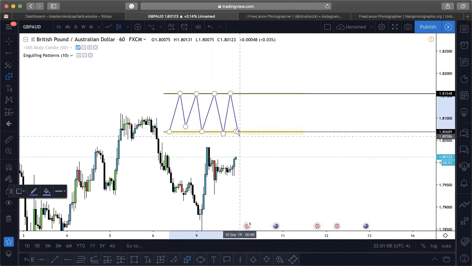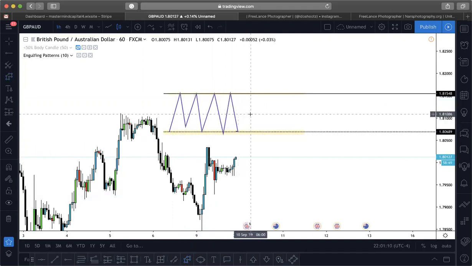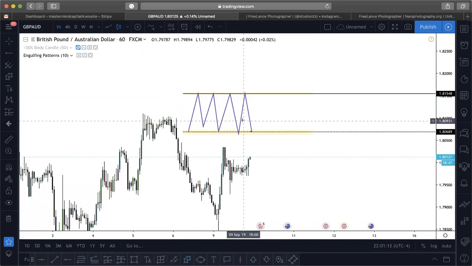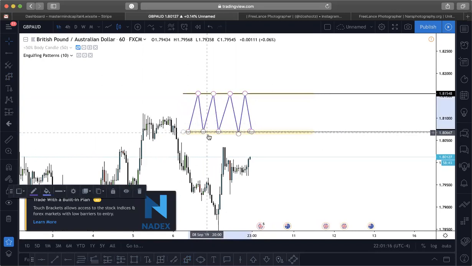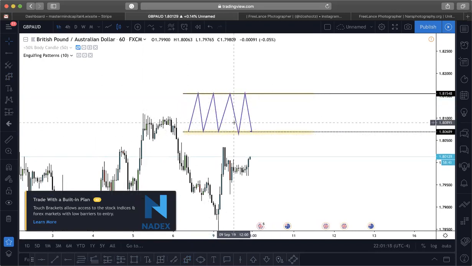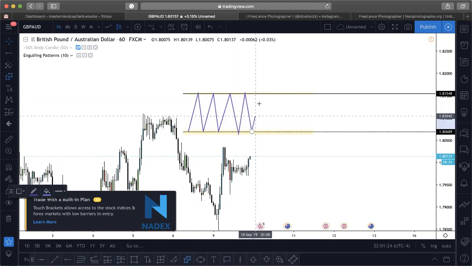Now the rules of support and resistance go like this. Essentially, the market would bounce on support and reject off resistance, right? Once the market breaks through these levels, this resistance now becomes support.